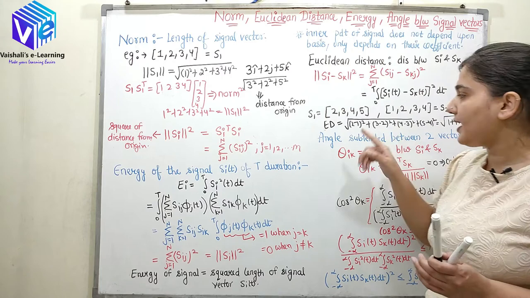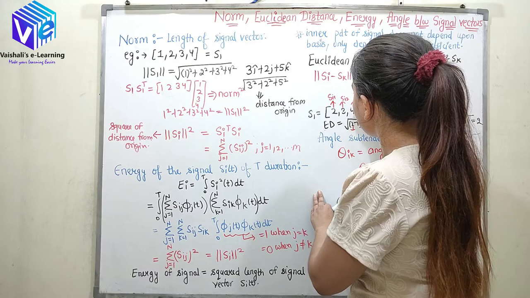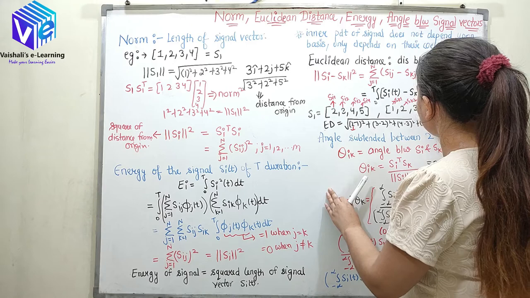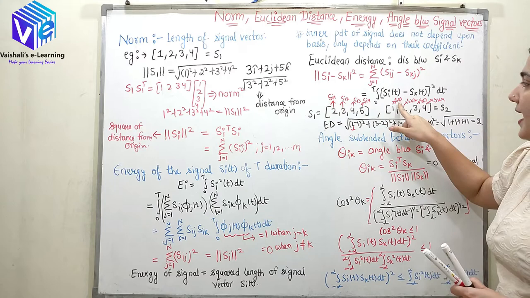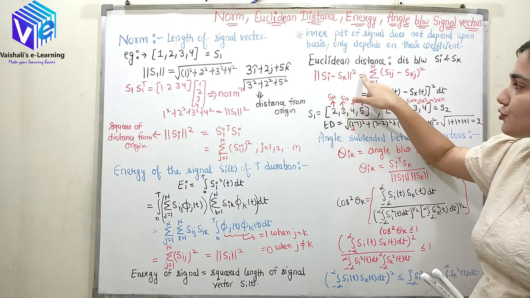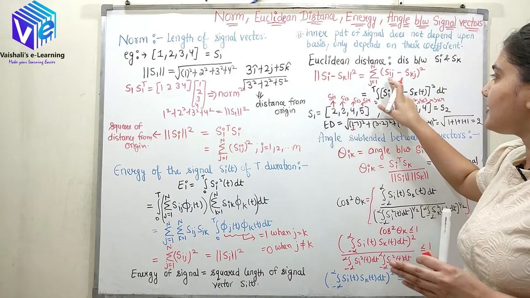Here I'll be representing it as Si1, this is Si2, this is Si3, and this is Si4. Similarly, here I have Sk1, Sk2, Sk3, and this is Sk4. So I'll be subtracting Si1 minus Sk1 and taking the square, and it is equal to the Euclidean distance square. So norm of Si minus Sk square represents the Euclidean distance square. Actually, Euclidean distance is the norm of Si minus Sk. Si is the first symbol, Sk is the second symbol. So its square is represented by this formula.